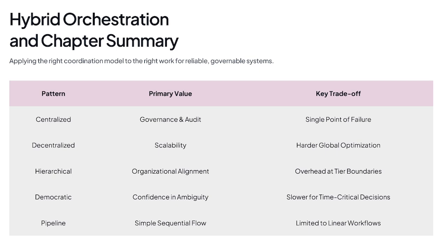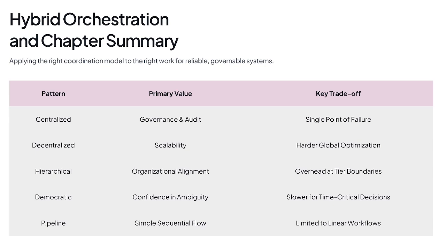Then we have hierarchical agents, where agents follow the operation of normal enterprise system in real life. So these align well with the organization or enterprise structure because it's built based on the hierarchy in the organization. But the key trade-off here is overhead at tier boundaries. So in certain tier boundaries, there can be problems. For instance, if the CEO wants to pass information to the manager, he has to pass through all the stages before it gets to the manager.